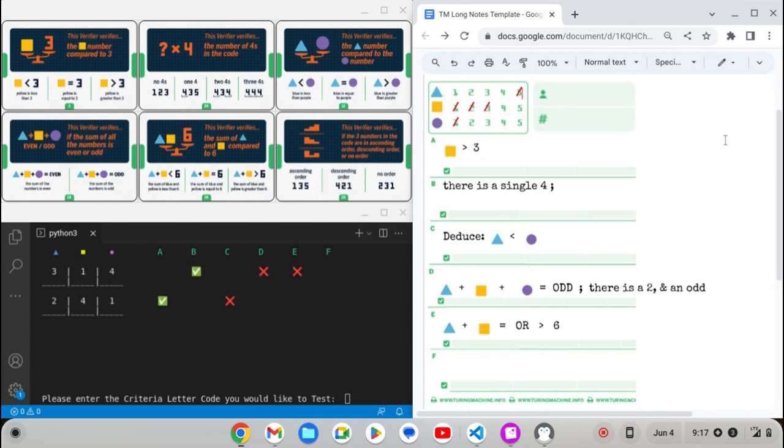Yeah, and so triangle, 2 can either be triangle or circle, and 4 could be either triangle, square, or circle. Let's see, anything else? Triangle has to be less than circle, yeah. As long as triangle could be 5, triangle could be any of those values. Yeah, I think that's all I can eliminate.